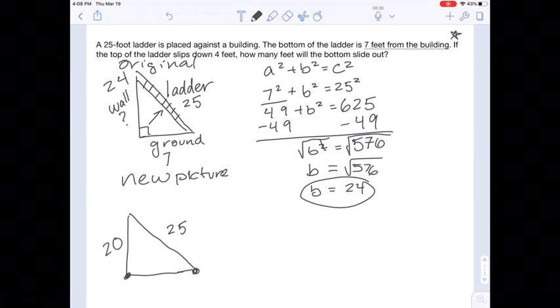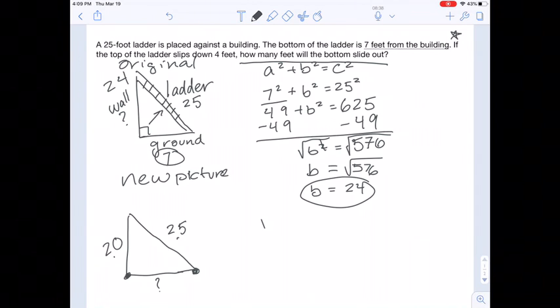And now what we don't know is how far from the wall to where the ladder is. That's what we're trying to figure out. How long is this? But let's make sure we recognize what the question was asking us. It says, how many feet will the bottom slide out? So if it was originally 7 feet from the wall, we want to figure out how many additional feet. But let's find out the full amount first before we go and subtract. Okay? So we know the hypotenuse is 25. We know one of the legs is 20. And now it's just the process of finding the rest of it.